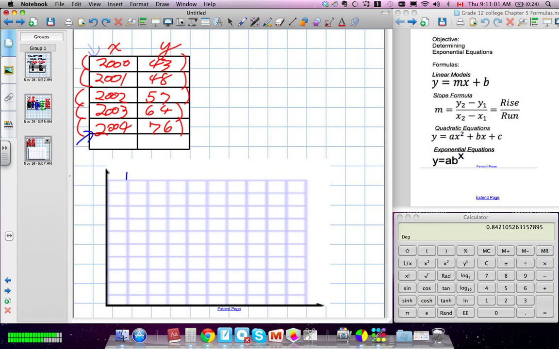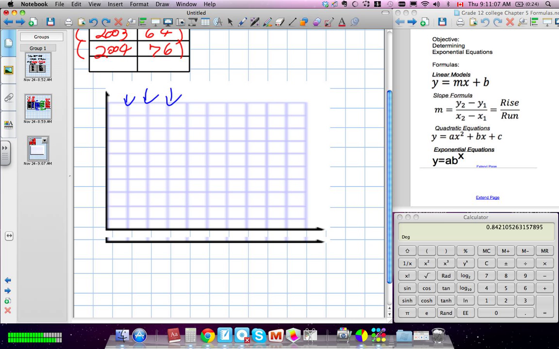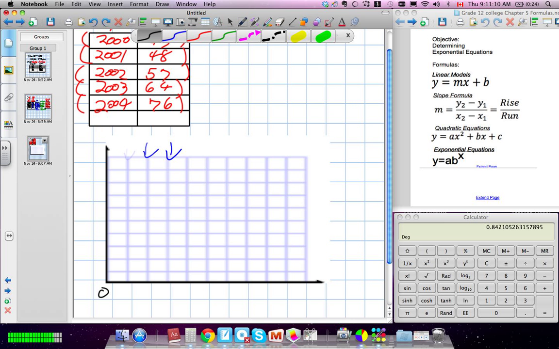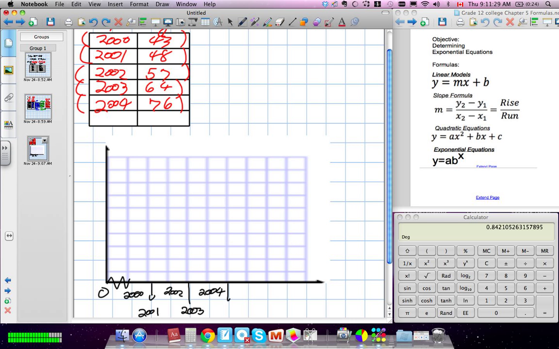So remember, we always start our graph at 0, and we use that broken line to say that we're skipping a large amount of data. We go up to 2000, then 2001, 2002, 2003, 2004, and 2005. The reason I've made this graph go much farther is that in our next question, they're going to ask us to extrapolate data. They want us to predict how high something's going to be in the future. So I decided to let this graph go up to 2010 so I can better predict this.